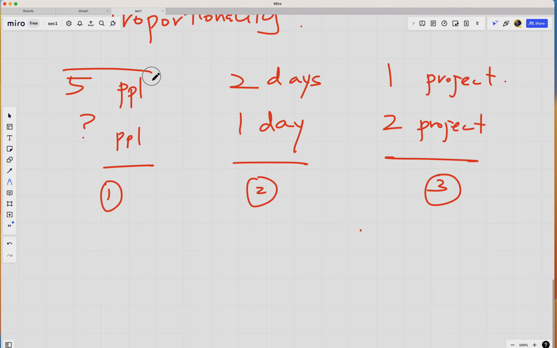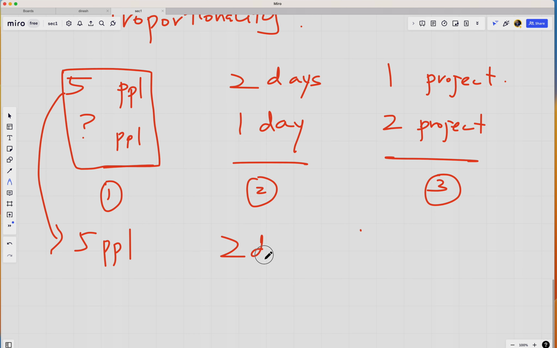This one you cannot get the same because this is what you need to find. So probably you want an intermediate step. Let's say you have 5 people. Do you want to make the day the same, or the project the same? The day. Okay, let's say you make the day the same, so I put 2 days.